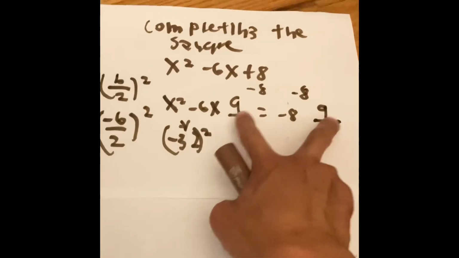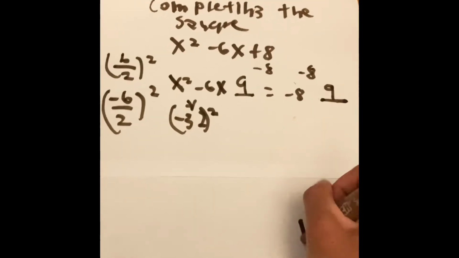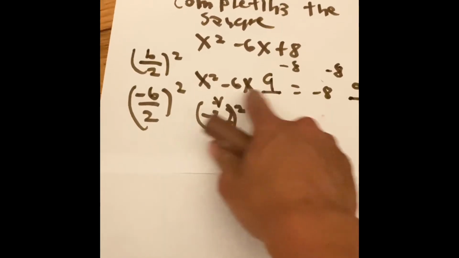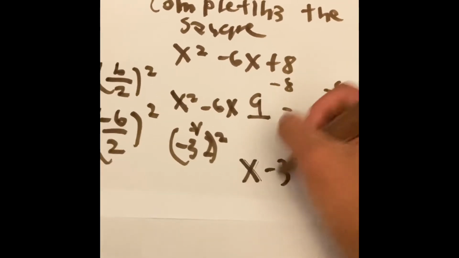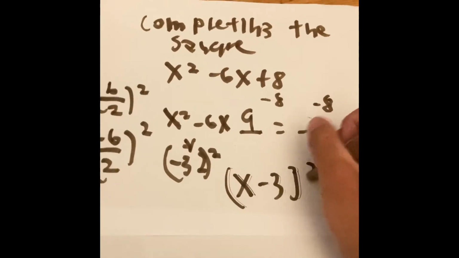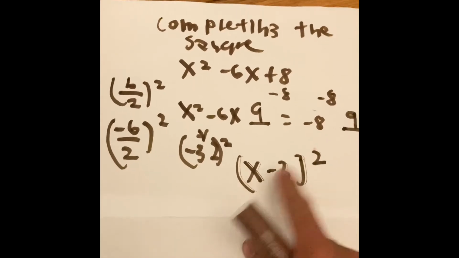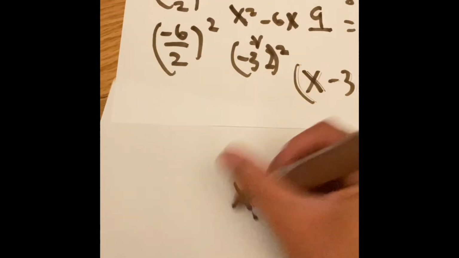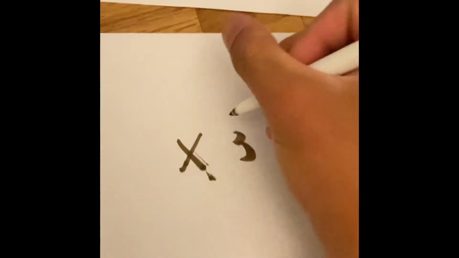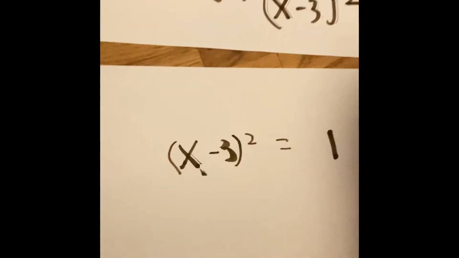Since we have the numbers in for 9, we can now add them. So negative 8 plus 9 is 1. And instead of using the trinomial, we are going to find the factor, the twin binomial. So x minus 3 squared, because that negative 3 is going to be used for the binomial squared. So x minus 3, parentheses squared is going to equal 1.